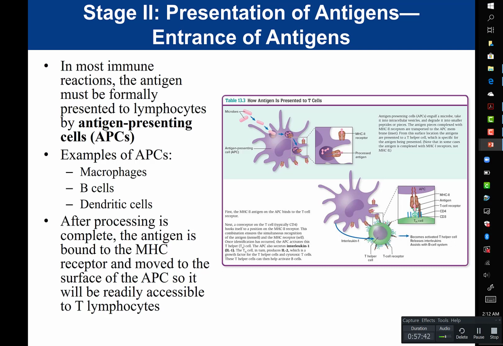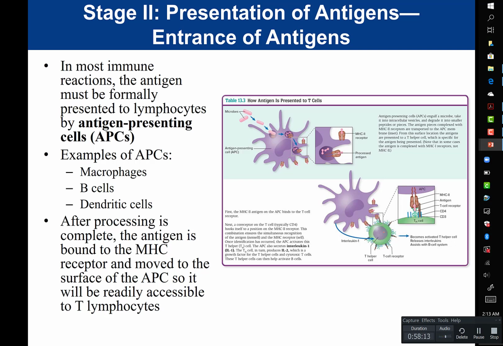What you're going to see later is that when the T helper cell is activated, it's going to produce a cytokine called interleukin 2. Interleukin 2, basically, you're going to see, activates everybody else. It activates the antigen-presenting cell. It activates the T helper cell itself. It activates our B cells. It activates our cytotoxic T cells. It basically activates everybody else.